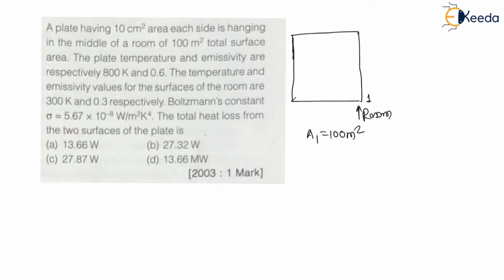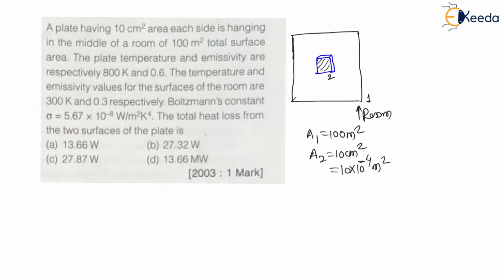And inside this room, there is a plate. Let us say there is a plate inside this room like this. And my dear students, the area of this plate on both sides is 10 centimeter square. Means on one side, let us say the plate is 2. Area 2 is nothing but 10 centimeter square, which will be equal to 10 into 10 to the power minus 4 meter square in terms of meter.